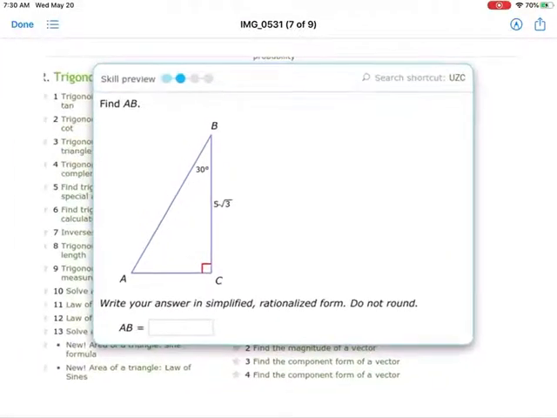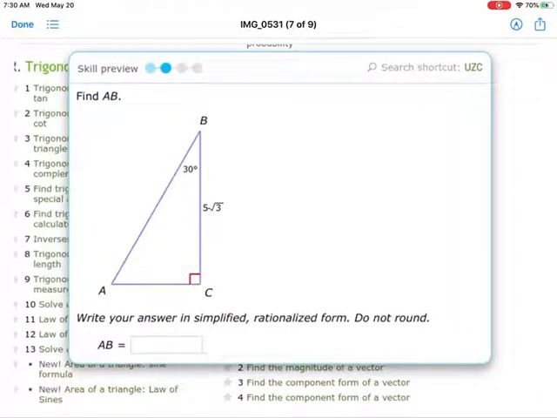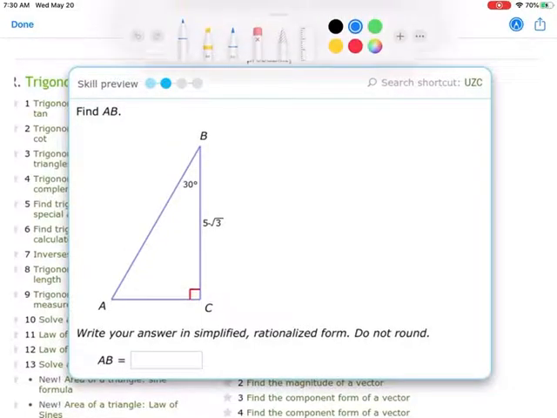Flying through these things. Here we go. Simplified, rationalized form. And this is where people are texting me and like, I don't know anything. Okay. All right. Hang in there, guys. Hang in there. Sorry, that was my coffee.